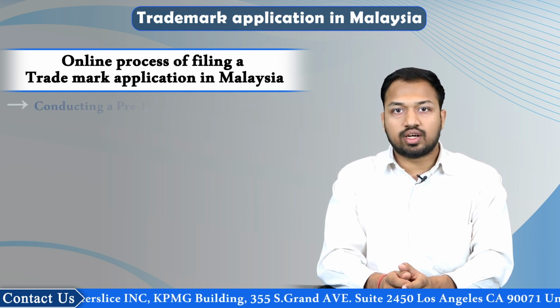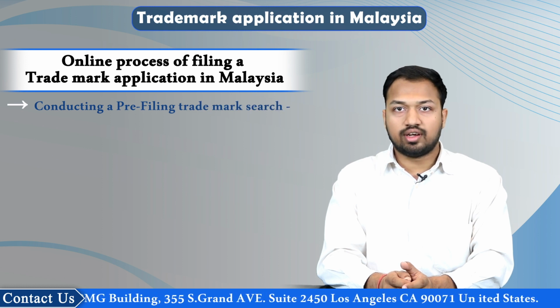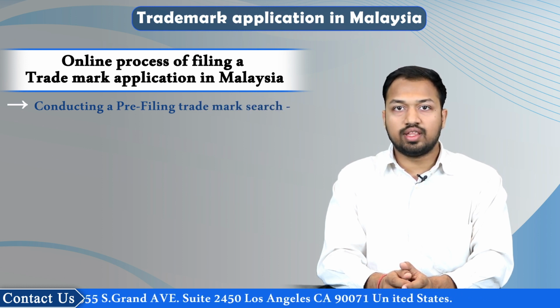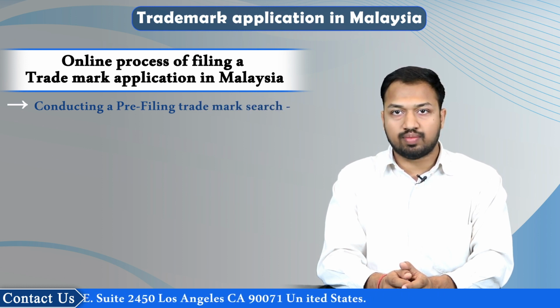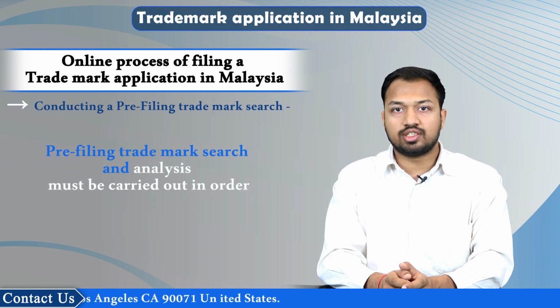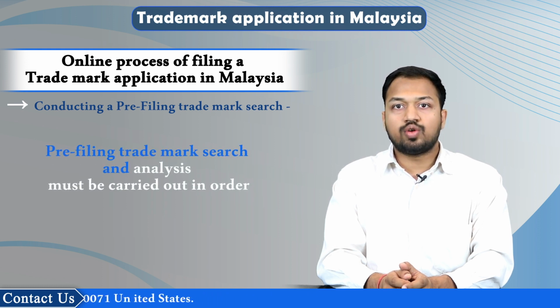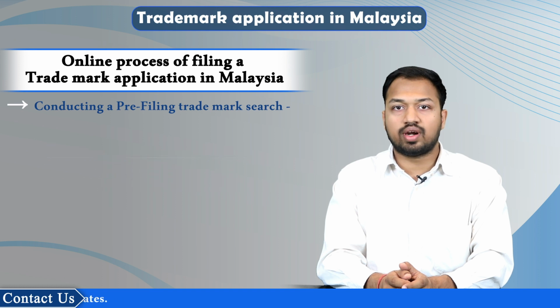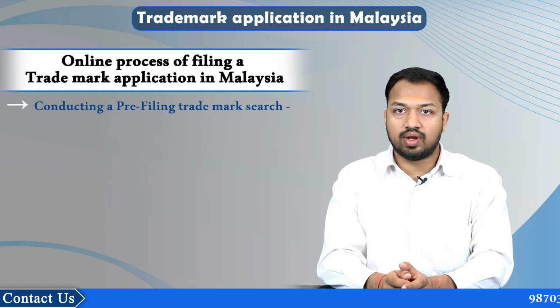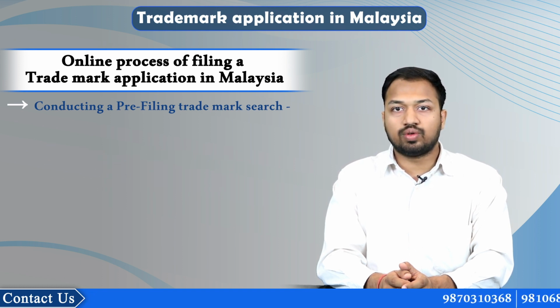Step 3 involves conducting a pre-filing trademark search. Generally, it is suggested that before filing the application for registration of a trademark, a pre-filing trademark search and analysis must be carried out in order to find out whether a similar trademark already exists under the same or similar name or not, and also to find out the chances of obtaining the registration under the decided mark.